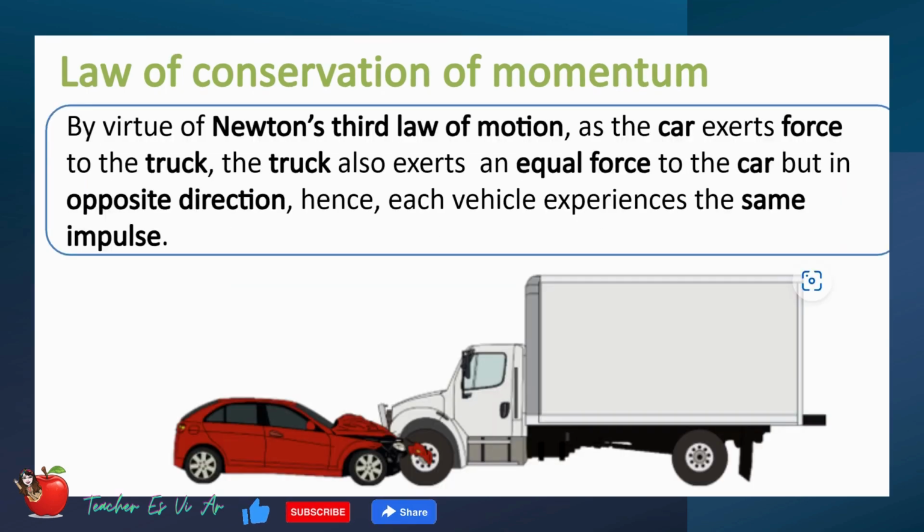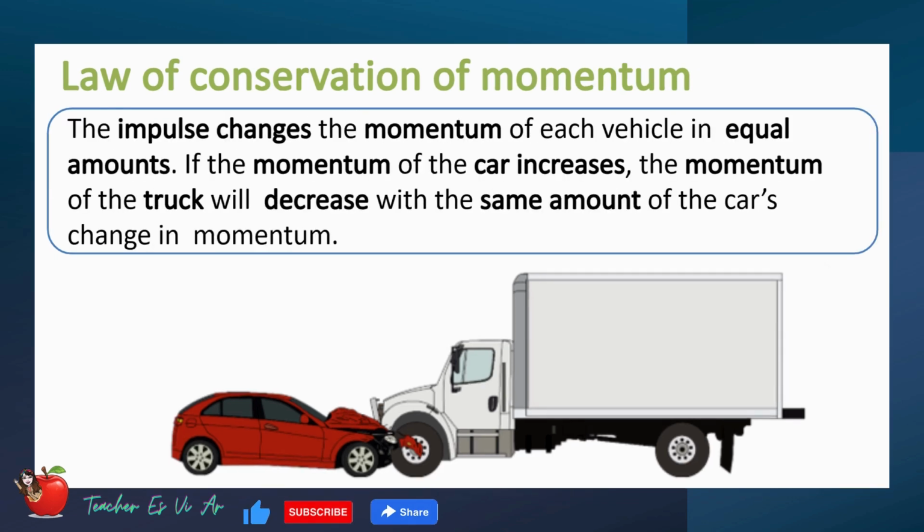Let's go back to the collision of a car and truck. By virtue of Newton's third law of motion, as the car exerts force to the truck, the truck also exerts an equal force to the car but in the opposite direction. Hence, we can deduce that each vehicle experiences the same impulse. The impulse changes the momentum of each vehicle in equal amounts. If the momentum of the car increases, the momentum of the truck will decrease by the same amount as the car's change in momentum.